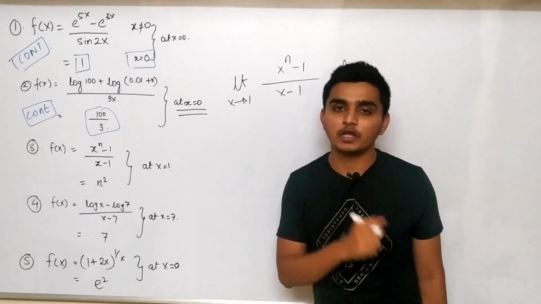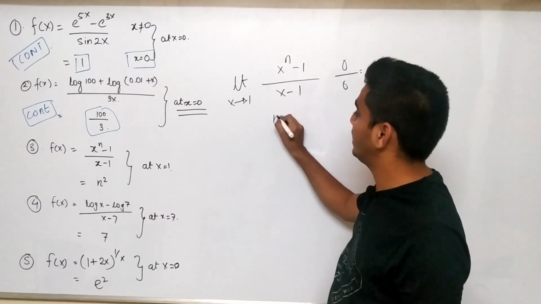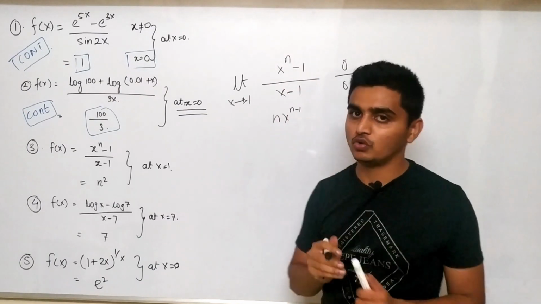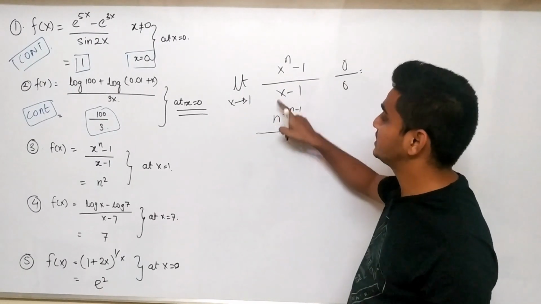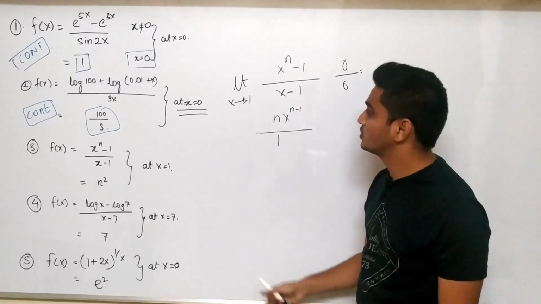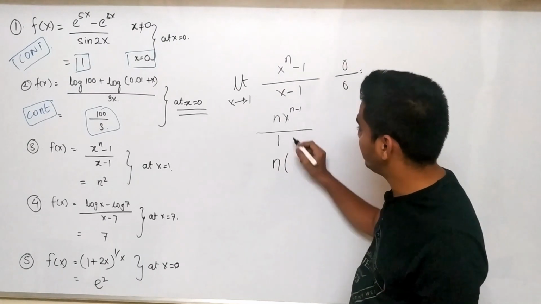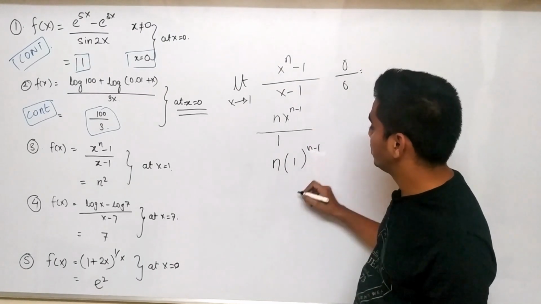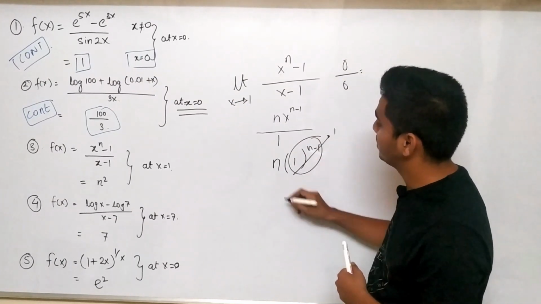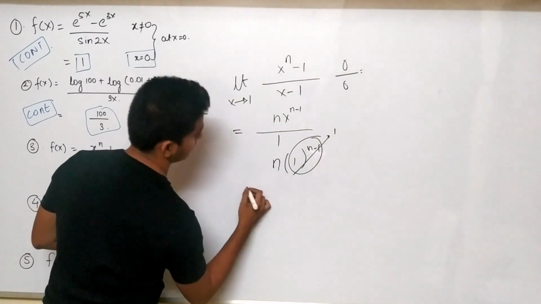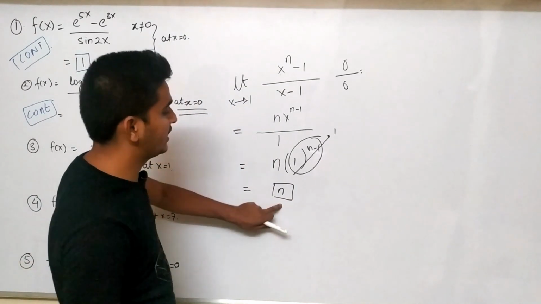So we can apply L'Hopital's rule, which says that you can take the derivative. So derivative of x raised to n will be n x raised to n minus 1. So you know the basics. Minus 1's derivative will be 0, whole divided by x's derivative, which will be 1. So now when you plug in x equals 1 over here, what will happen is n times 1 raised to n minus 1. But you know that 1 raised to anything will always be 1. So the final answer is n, right? So the final answer is n.